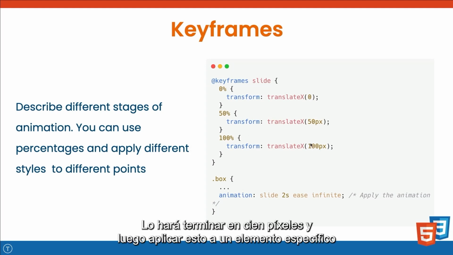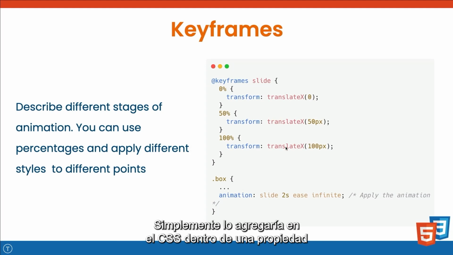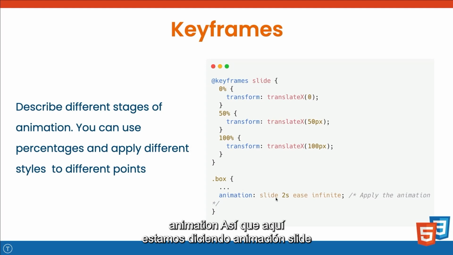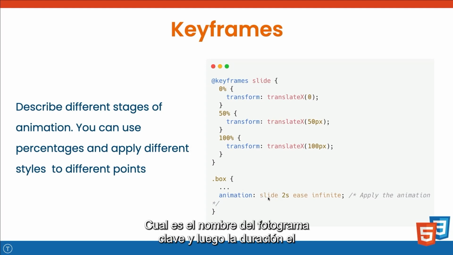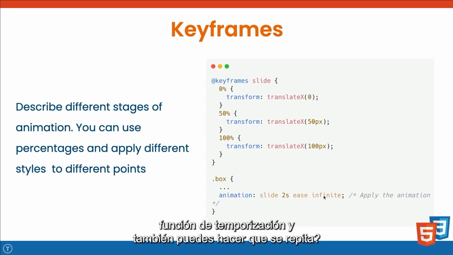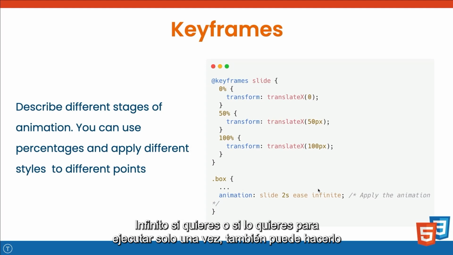Then to apply this to a specific element, you would just add it in the CSS inside of an animation property. So here we're saying animation slide, which is the name of the keyframe, and then the duration, the timing function, and you can make it repeat infinite if you want, or if you want it to only run once, you can do that as well.